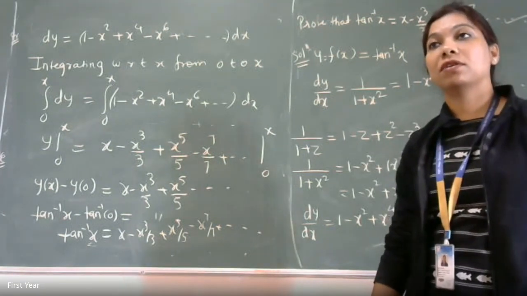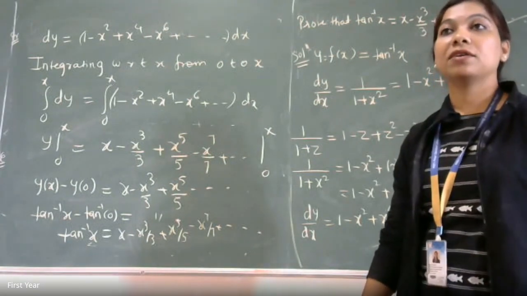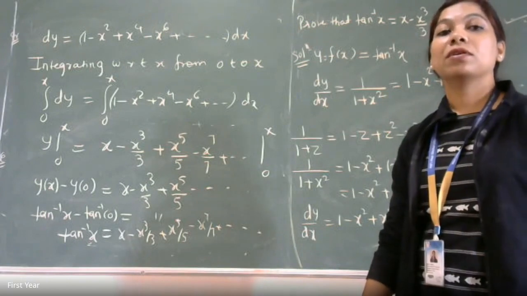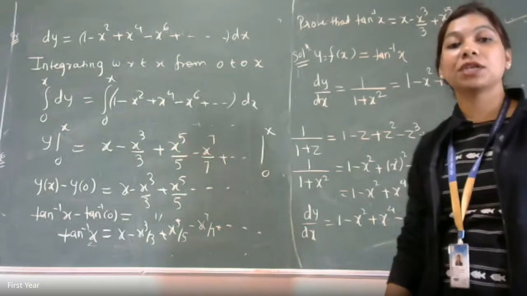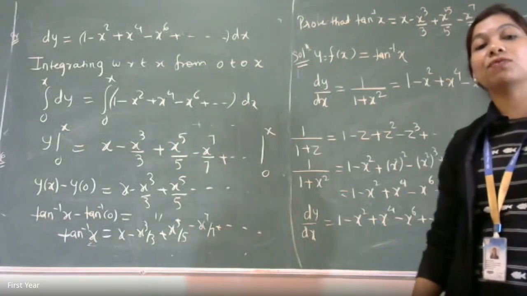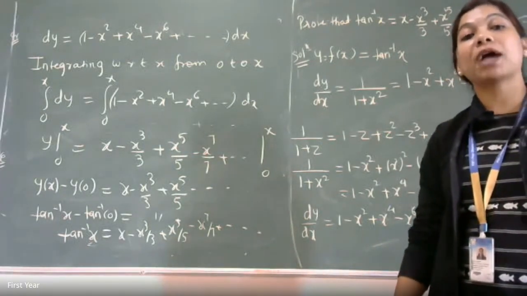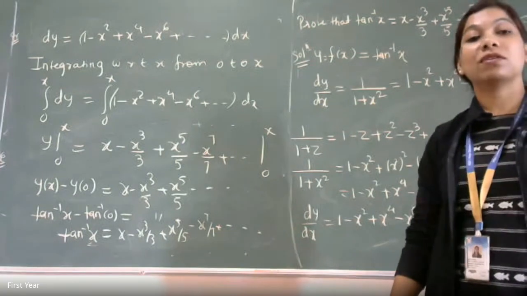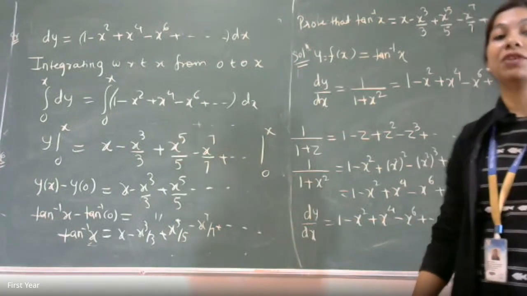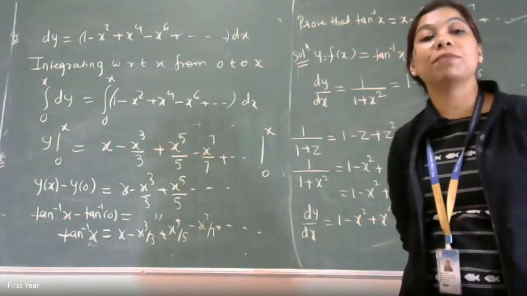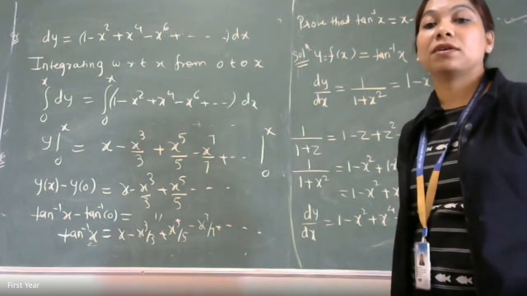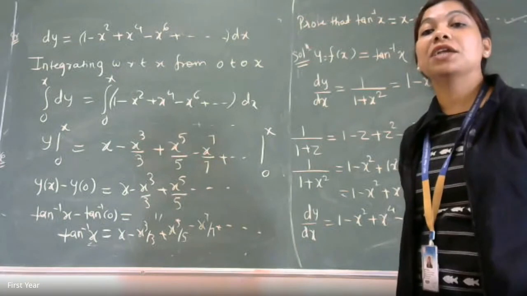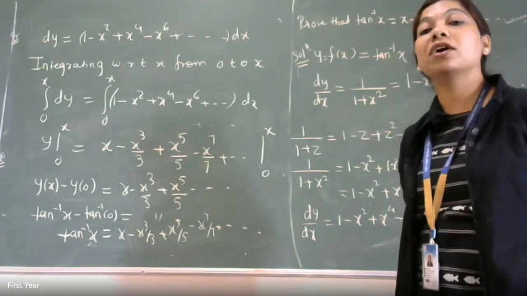Using the same method, cos inverse x will be equal to pi by 2 minus sine inverse of x. Pi by 2 minus sine inverse of x. Is it clear, everyone?